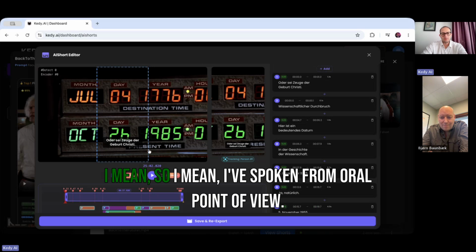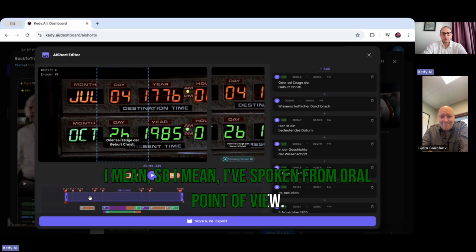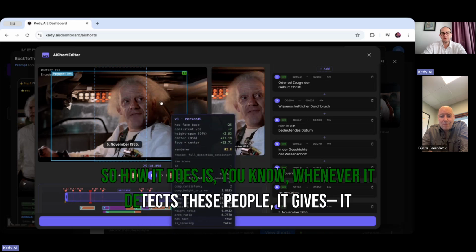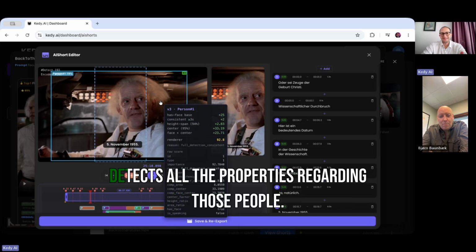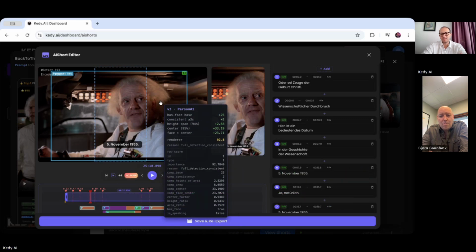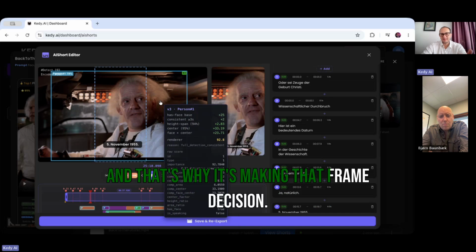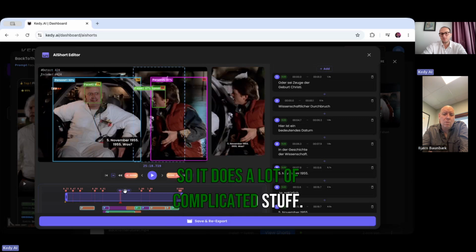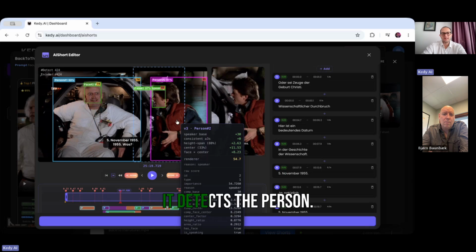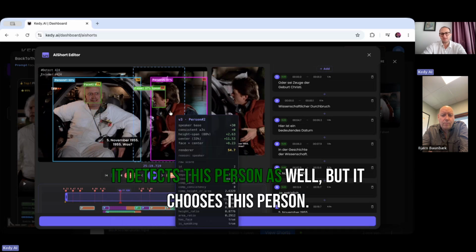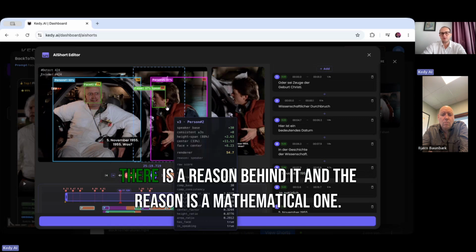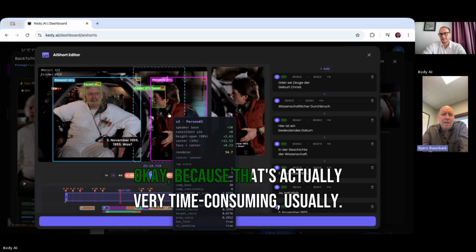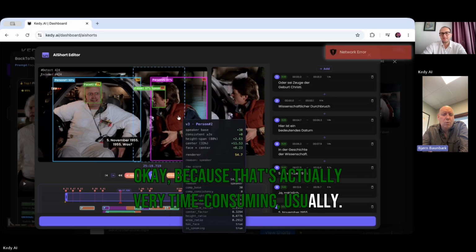Okay. I've spoken from an oral point of view. It's generating stuff. How it does this is, whenever it detects these people, it detects all the properties regarding those people, and that's why it's making that frame decision. It does a lot of complicated stuff. There are two people here. It detects this person as well, but it chooses this person. There's a reason behind it, and the reason is a mathematical one, because that's actually very time consuming usually.